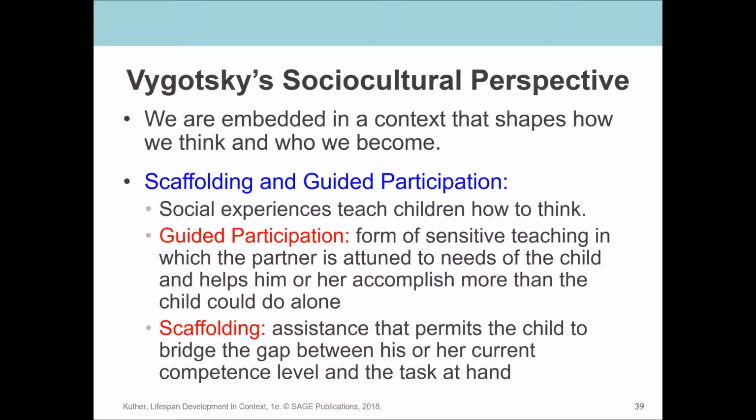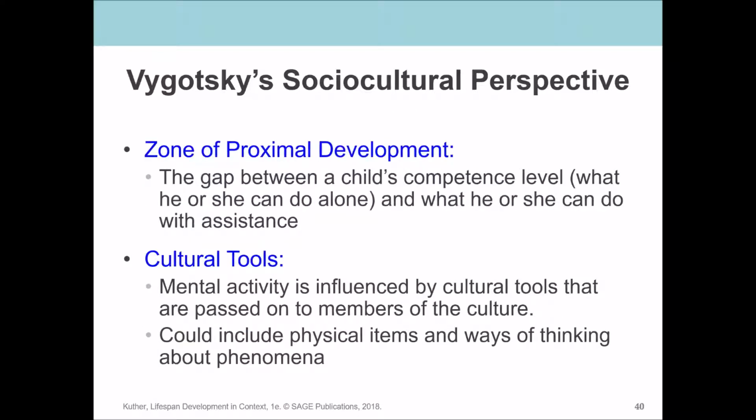This is called scaffolding, that assistance that permits the child to bridge that gap between his or her current competence level as well as the task at hand. So it brings a child from what they could do alone to accomplishing more. That gap there is called the zone of proximal development. So the gap between what a child can do and what she can do with assistance. And that assistance is called scaffolding, is walking them through it and giving them prompts and giving them a model to imitate, right? That's scaffolding. And the scaffolding is eventually decreased over time as children gain the ability to do those skills on their own.